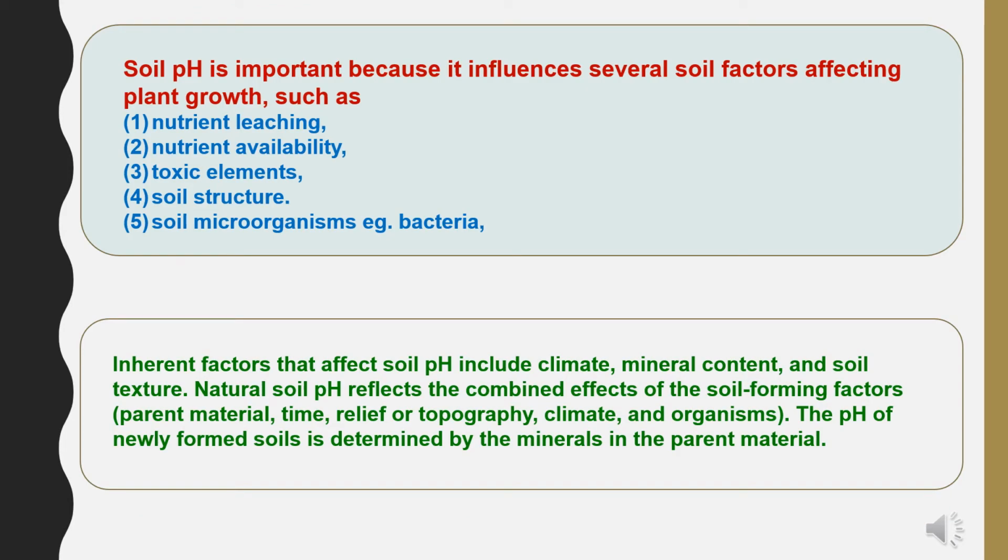Soil pH is important because it influences several soil factors affecting plant growth such as nutrient leaching, nutrient availability, toxic elements, soil structure and soil microorganisms like bacteria. Inherent factors that affect soil pH include climate, mineral content and soil texture. Natural soil pH reflects the combined effect of the soil forming factors like parent material, time, relief or topography, climate and organisms. The pH of newly formed soil is determined by the minerals in the parent material.